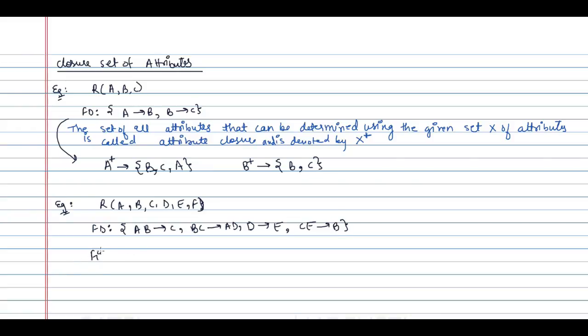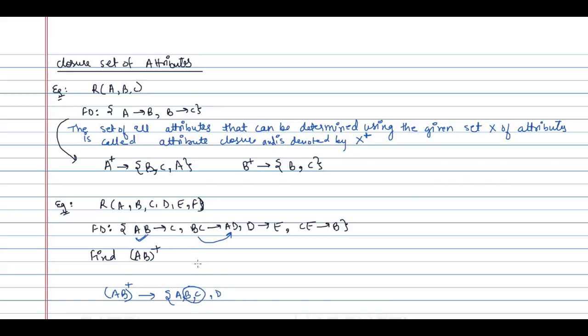Now we want to find what is the closure of AB. That means AB is a functional dependency which is given. Now we are trying to find what is the closure of AB. So you can see, if we find AB closure, then with the help of AB, we can determine AB itself. Now from this functional dependency, you can see with help of AB we can determine C, and we know that with the help of this BC, we can determine AD. So A is already there, therefore we can determine D.